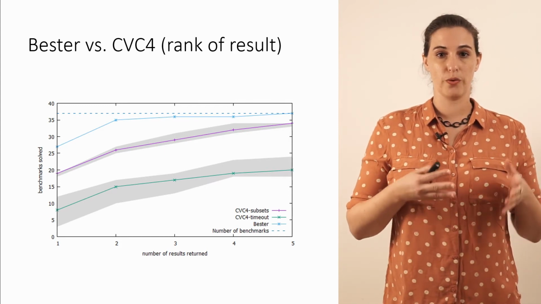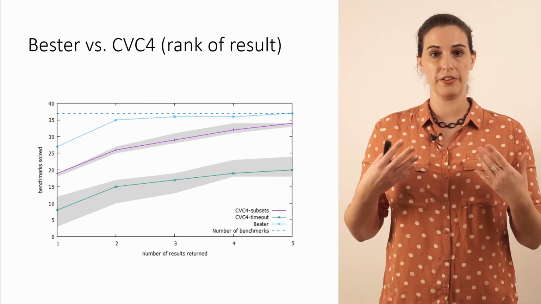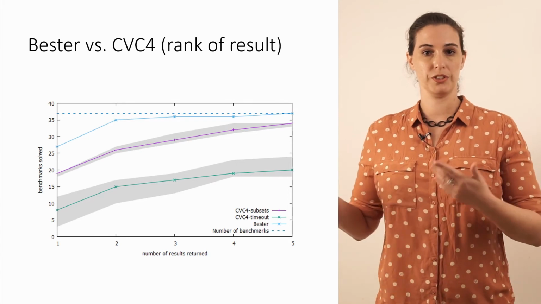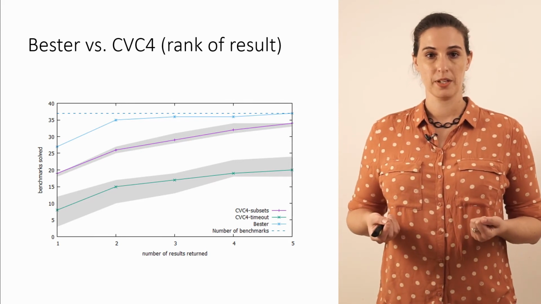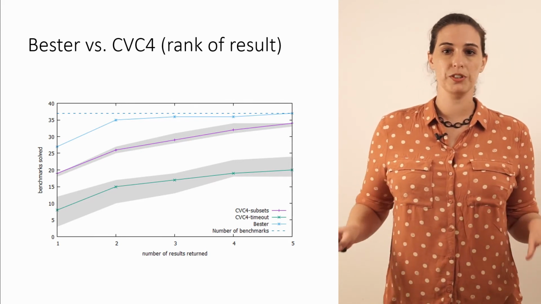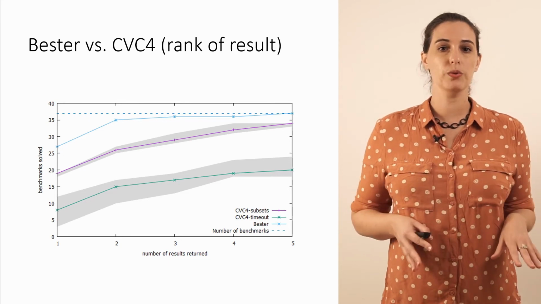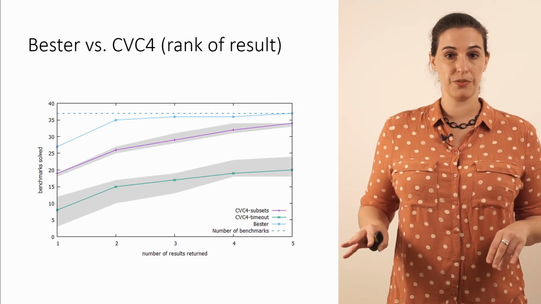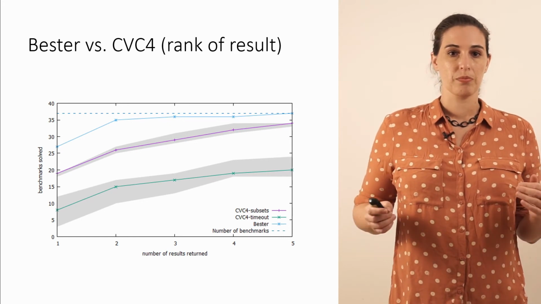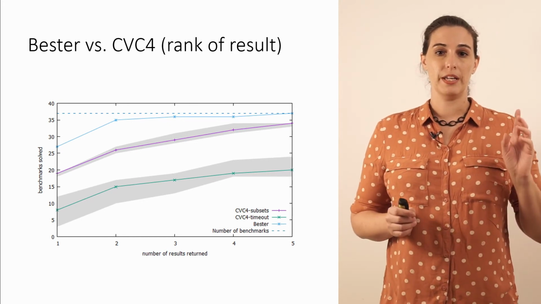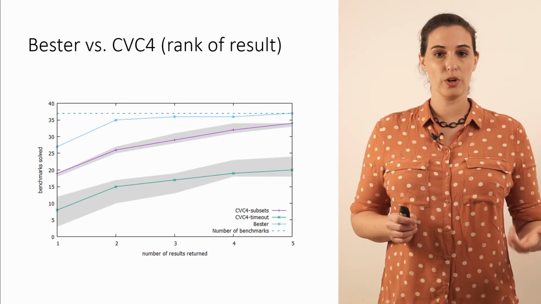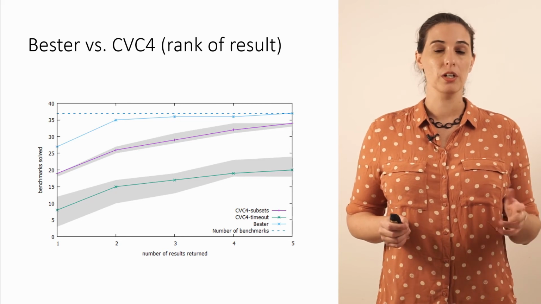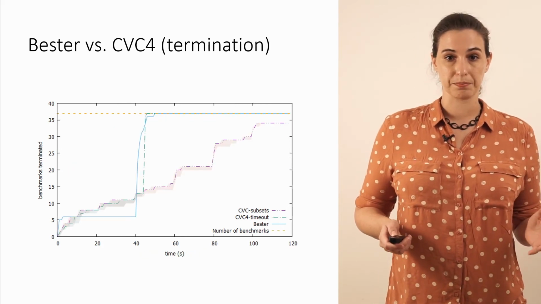This graph shows for how many benchmarks we would see the target program if we only looked at the top 1 result, 2 results, and so on up to 5. Bester covers almost all of the benchmarks with top 2 results and all of them at top 5. Neither version of CBC4 does nearly as well. The version that does best, though, is the one that has no timeout forced on it and gets to run through all of the subspecifications to completion. So let's see what happens there.